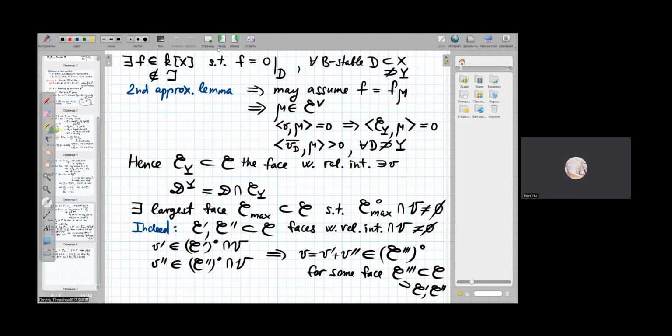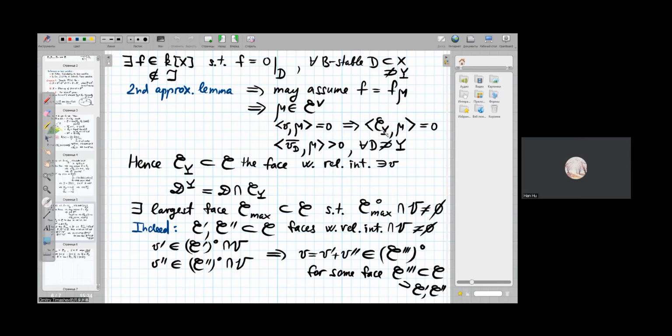So C_Y is a face because its pairing with mu is 0, right? Yes, and also because mu is in the dual cone. So the pairing of mu with all vectors from C is non-negative. And the pairing of mu with V is 0, and V is in the interior of this face. So what V is it? V is in the interior. Yes, I see.